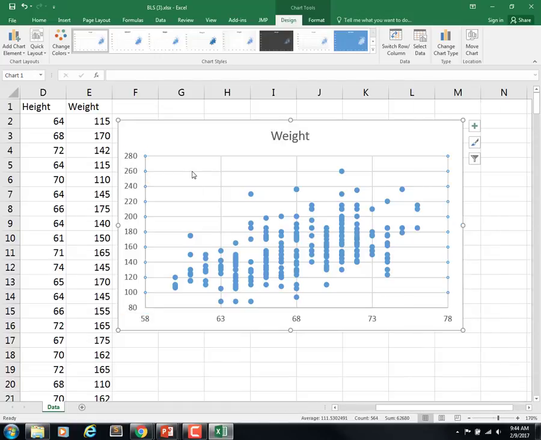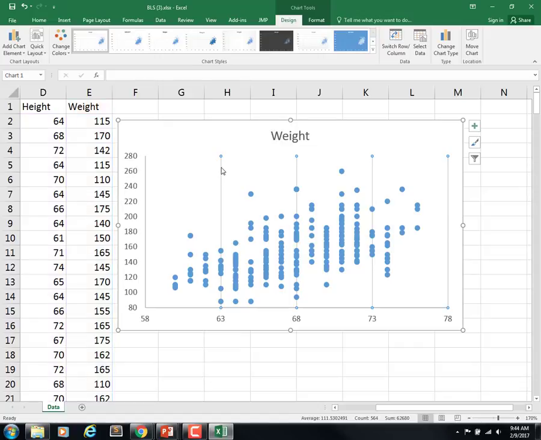Okay, so now we can read this a little bit better. I'm going to get rid of grid lines, chart junk, and I'm going to say, does height affect weight?